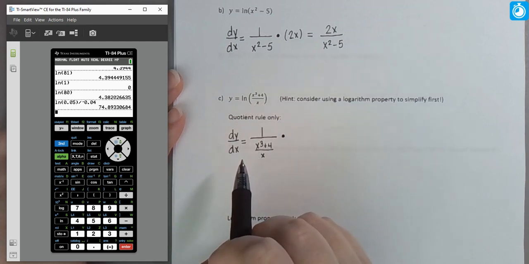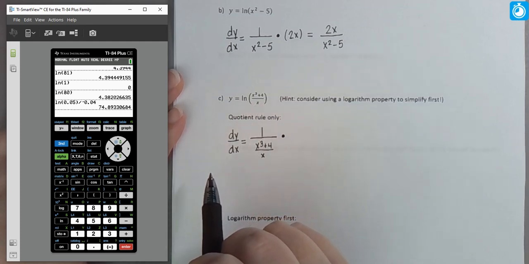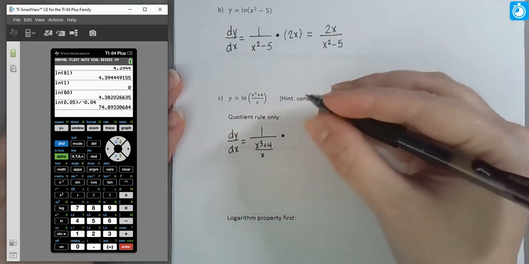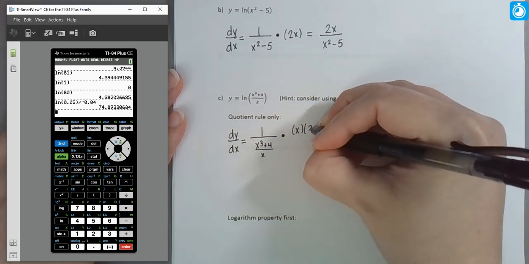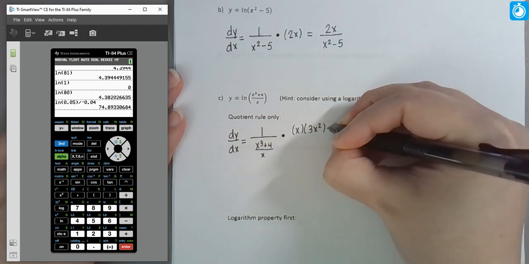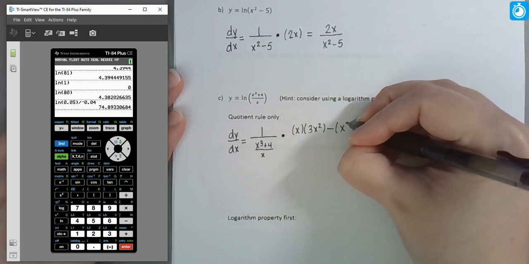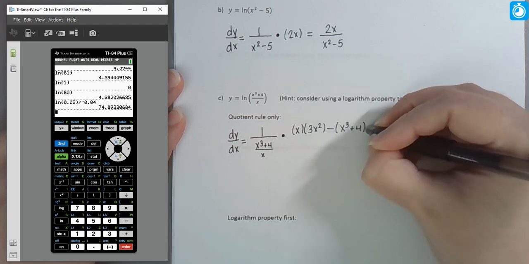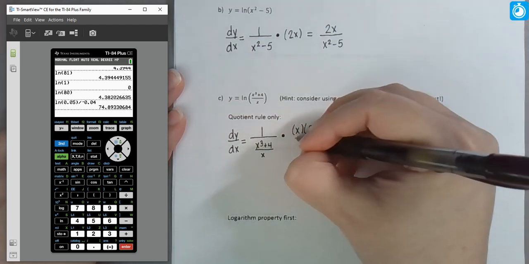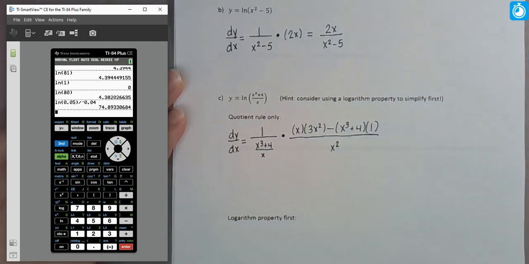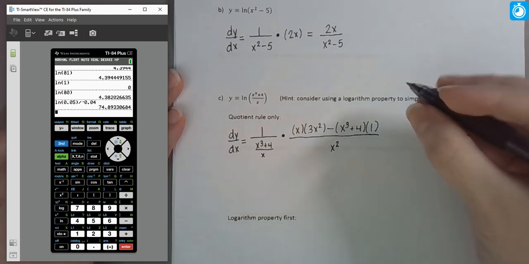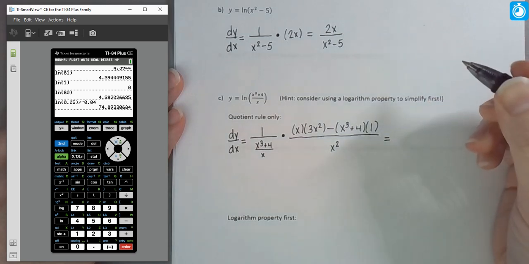Now the inner function is a quotient, so taking the derivative of the inner function requires use of the quotient rule. So we take the quotient rule, so low d high, which is going to be 3x squared, minus high d low, all over low squared. So whatever that simplifies down to, that is our derivative.